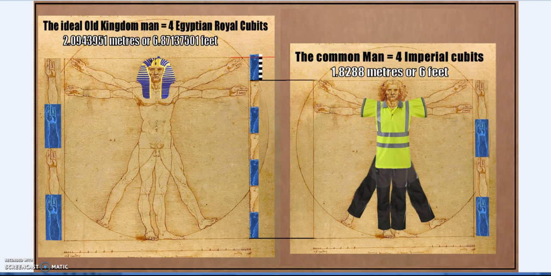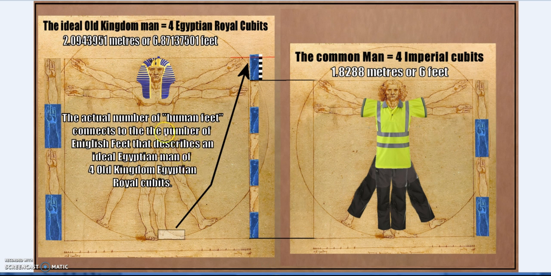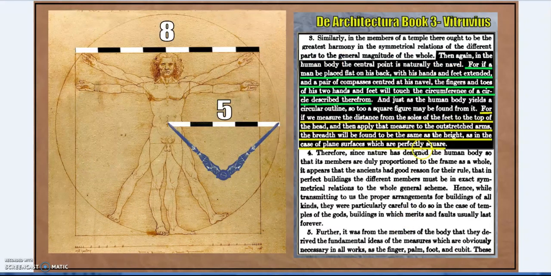The relationship between the foot, the meter and the cubit we'll examine more, but there are many important relationships going on between these, measurable, embedded in ancient architecture across time as well. So again, the actual number of human feet connects to the number of English feet that describes the ideal Egyptian Old Kingdom man of 4 Egyptian cubits high or wide as well.